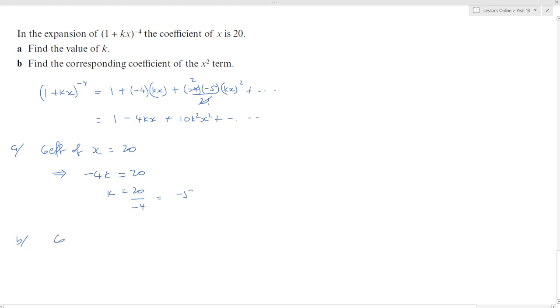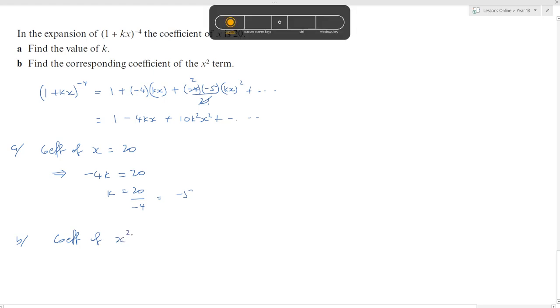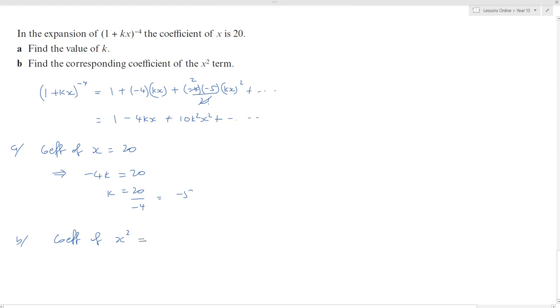So the coefficient of x squared is 10k squared. But we know k is minus 5, so it'd be 10 times minus 5 squared, which is 10 times minus 5 times minus 5, which is equal to 250.